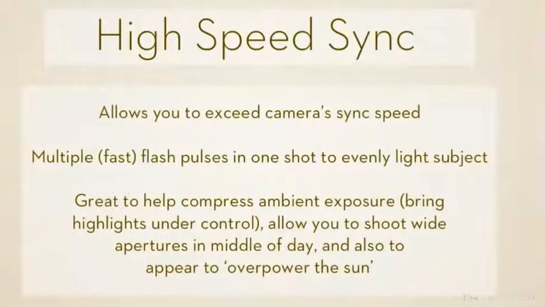High-speed sync allows you to exceed your camera's sync speed, which is written in the manual. In fact, you can go to a couple thousandths of a second and not have a problem. And this is extremely, extremely useful. For example, if you want to be able to shoot at really wide apertures, but when you shoot at really wide apertures, it brings up all the ambient light with it. So when you can use really fast shutter speeds, darken down the ambient. So it allows you to shoot wide with your flash and not have an overpowering amount of ambient. So we're going to see how that comes into play.